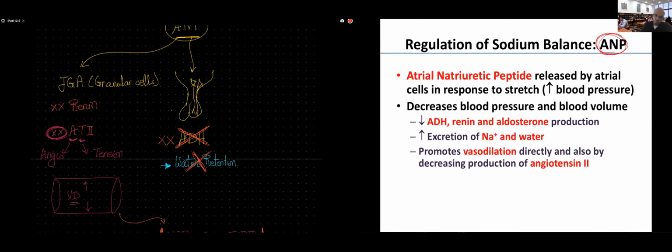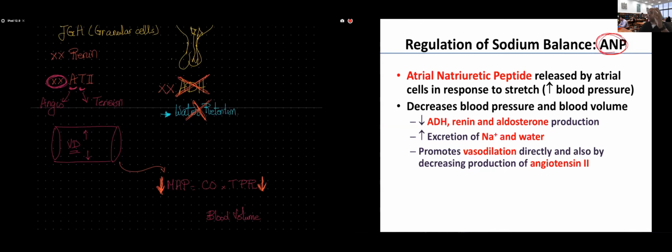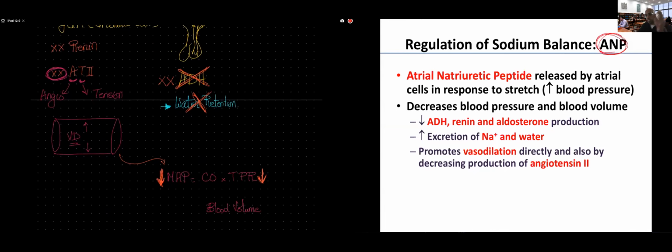No water retention. So what happens to my blood volume? If I'm not retaining this water, it keeps moving out in the urine. Will blood volume increase or decrease? If you lose the water out, blood volume decreases. And if the blood volume decreases, what's going to happen to your blood pressure? It decreases. And this is what you want.